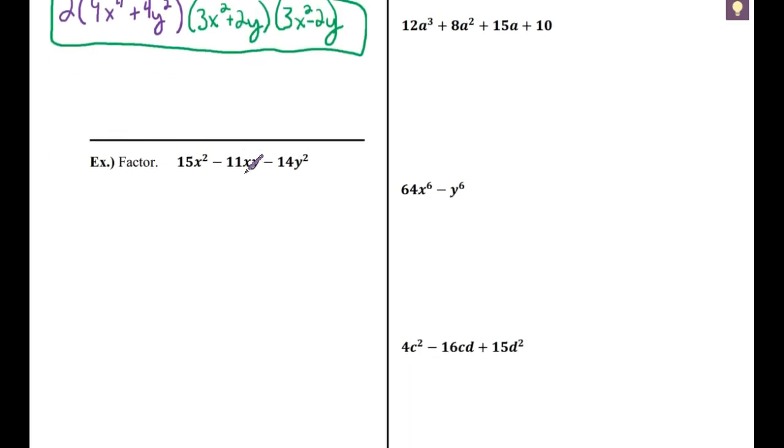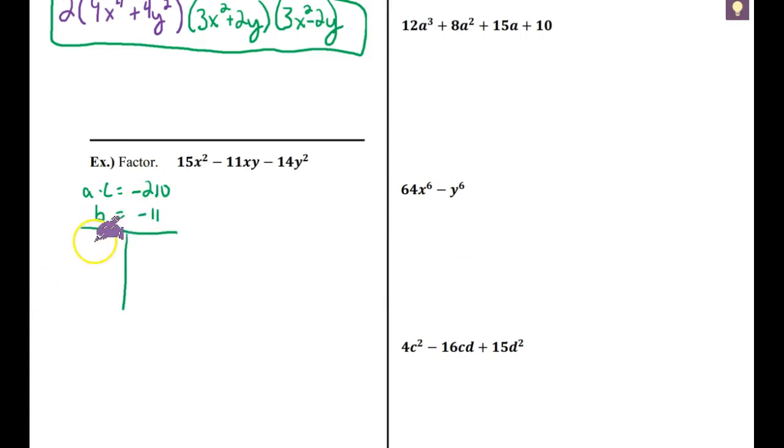Alright, let's look at this one more on the left here. I have 15x squared minus 11xy minus 14y squared. Start with the GCF. I do not see anything in common. Count the number of terms. 1, 2, 3. So that means I have to check. My front coefficient is not 1, so I have to multiply a times c. So 15 times negative 14 is negative 210. And I want it to add to negative 11. So I'm looking for factors of 210 that add to negative 11.